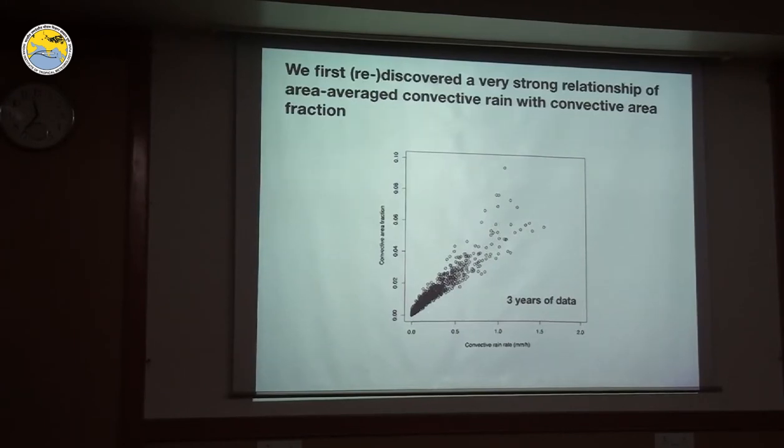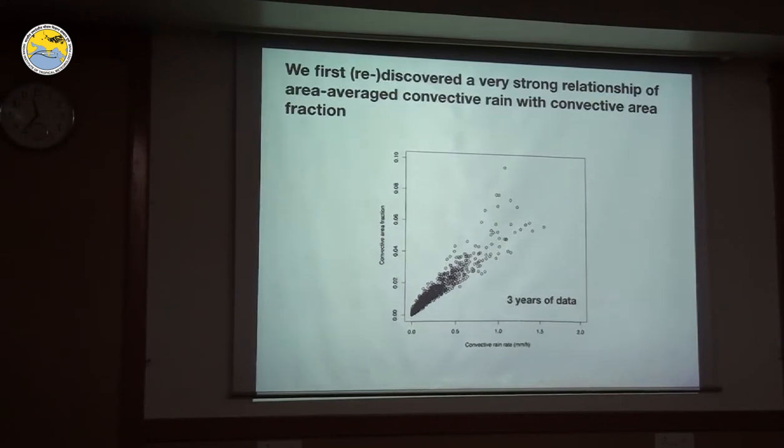What does it mean for convection parametrization? Well, it means that maybe predicting the area as part of our convective parametrization is a good approach, because if we know the area, we know most of the story. The area is setting the rain, and the rain is setting the heating, which is what we want to predict. So area is becoming a very interesting variable.